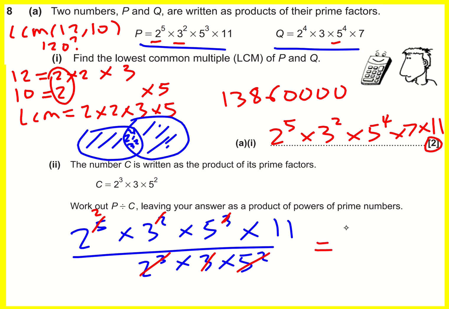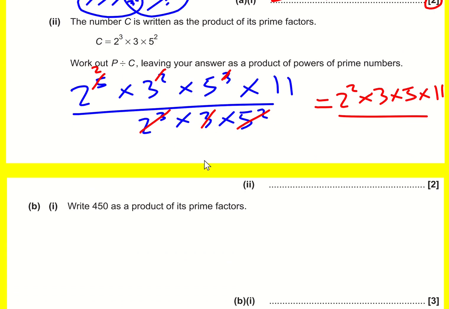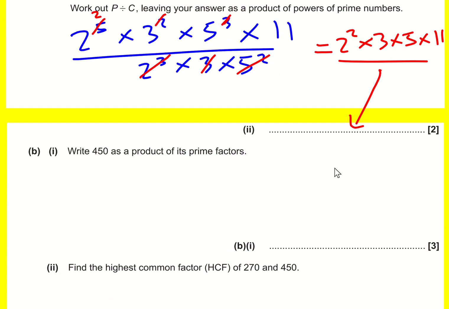So my final answer will be 2 squared times 3 times 5 times 11. And it's asked me to leave it as a product of prime factors, so that's my answer. That should go down there. Whoops. Okay, a bit more to do on this. 450 as a product of its prime factors.